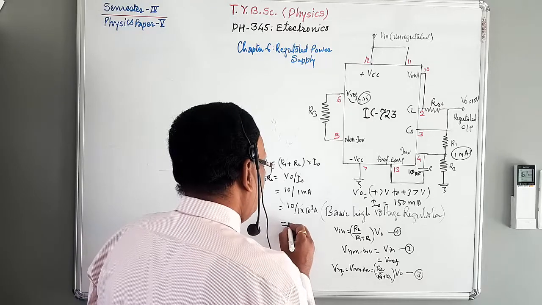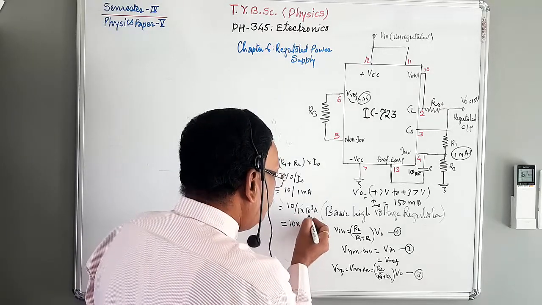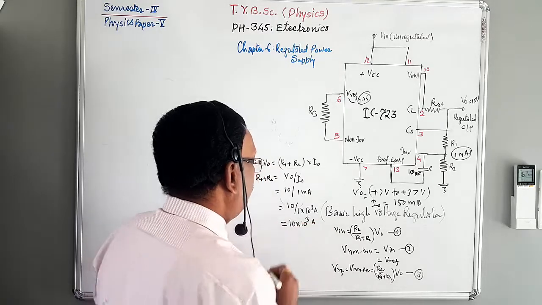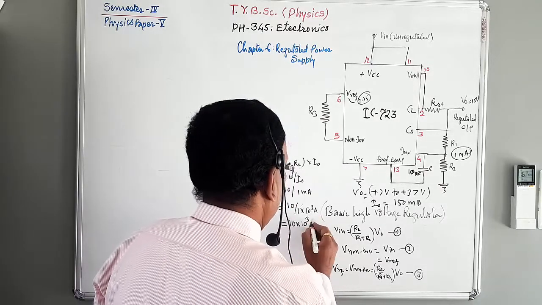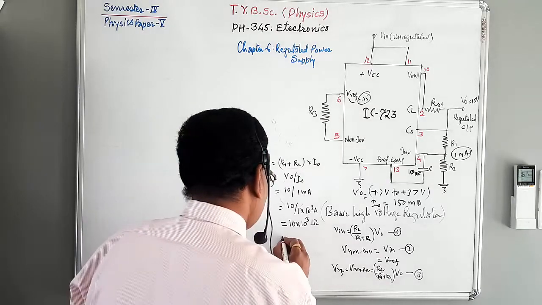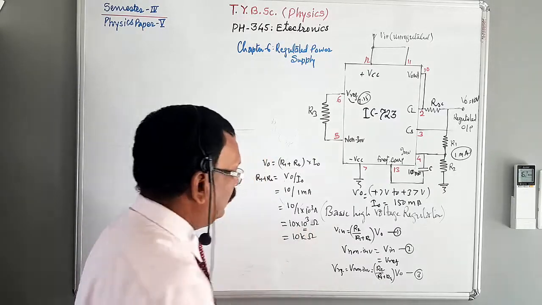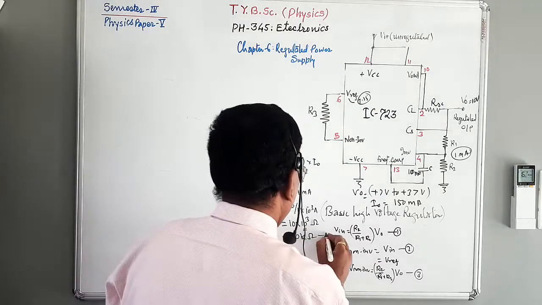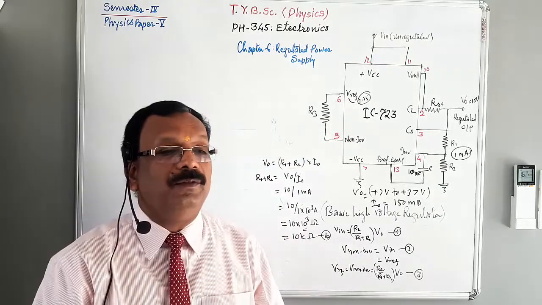This can be solved, and we get 10 kilo ohm, because 1 kilo ohm is equal to 10 raised to 3 ohm. This is equation 4. This is the value of R1 plus R2.